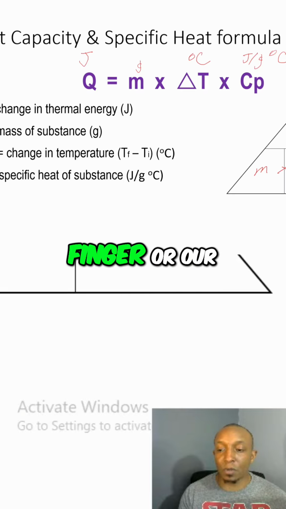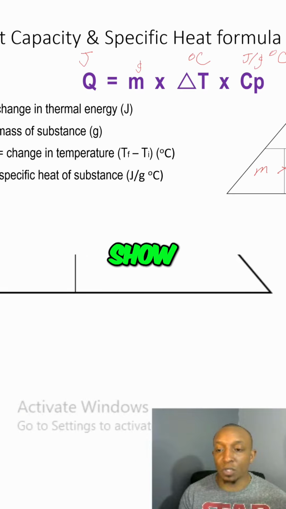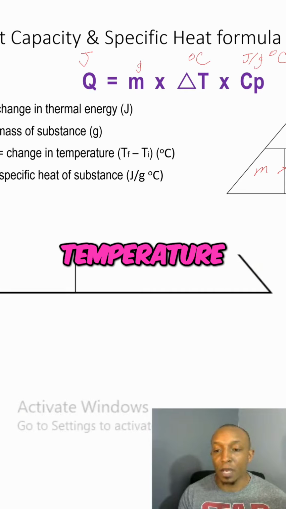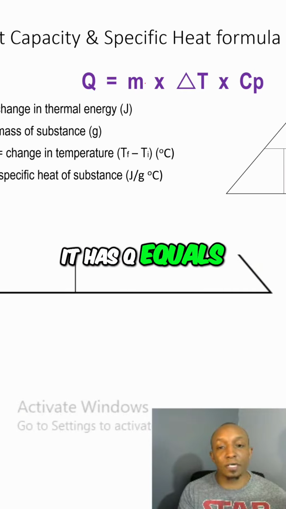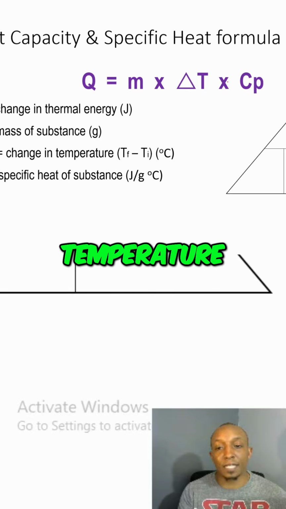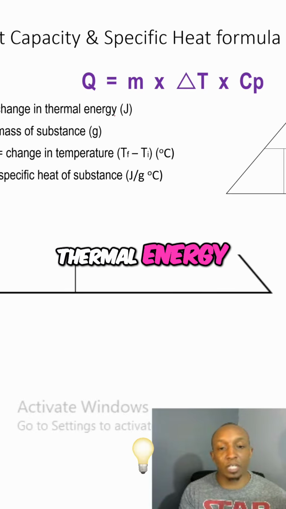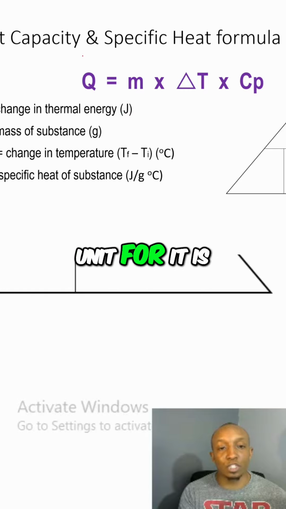will put our finger or our hand over specific heat, and that will show us our formula for specific heat is Q divided by mass times change in temperature. If you notice, it has Q equals M times change in temperature times specific heat. So the Q represents our change in thermal energy, and your unit for it is joules.